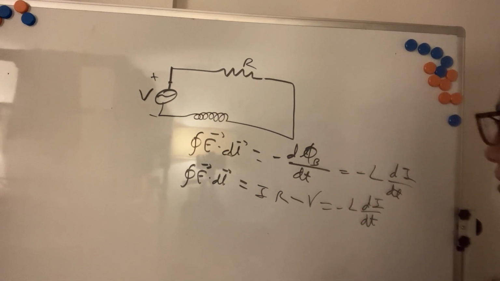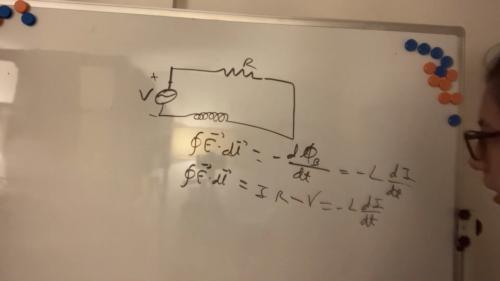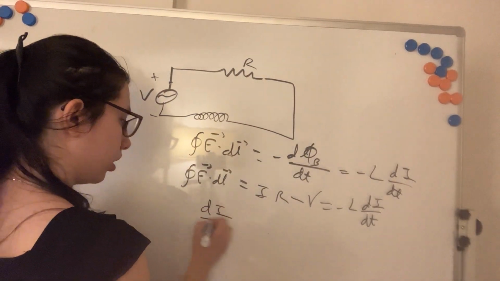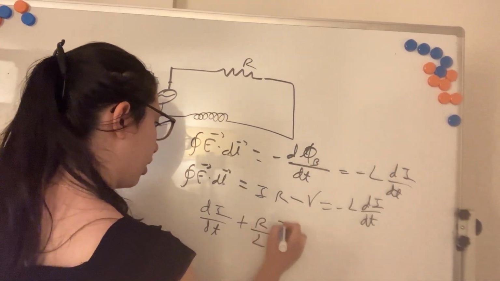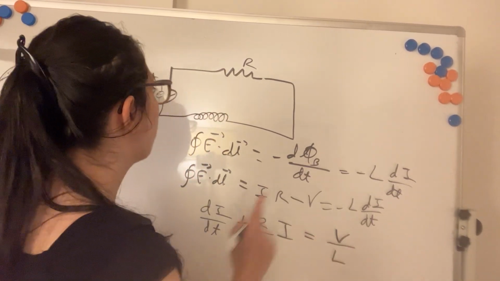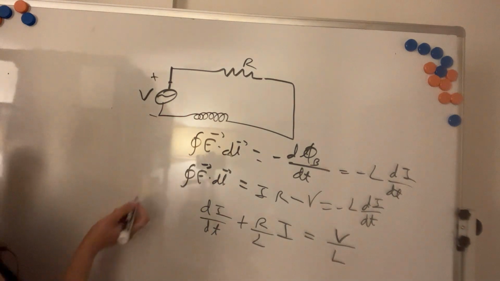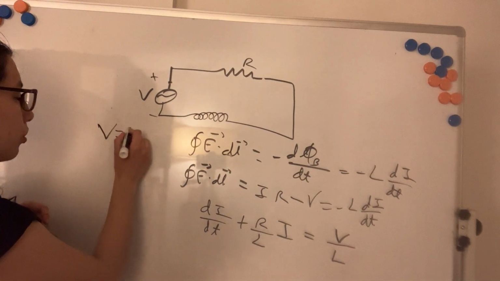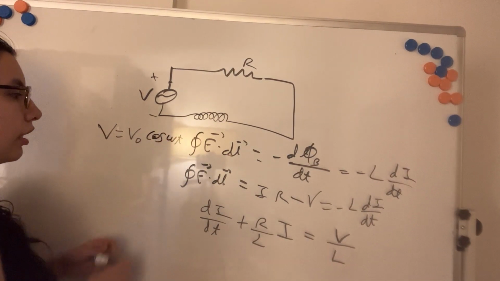We can rearrange this to have a first order differential equation: dI/dt plus R over L times I is equal to the voltage divided by L. Now here the voltage is a function of omega t. I would say the voltage is equal to some original voltage times the cosine of omega t.